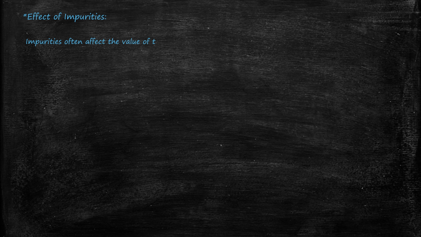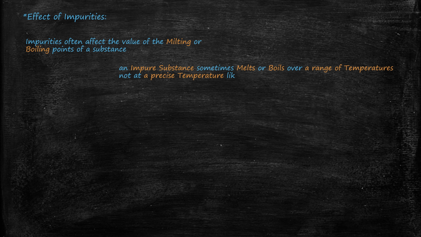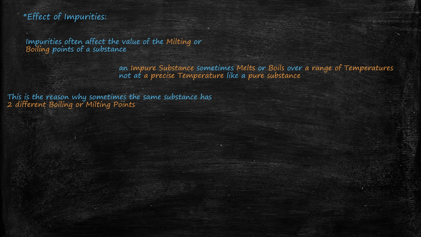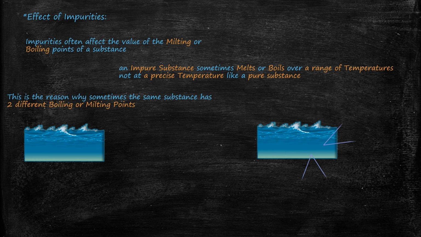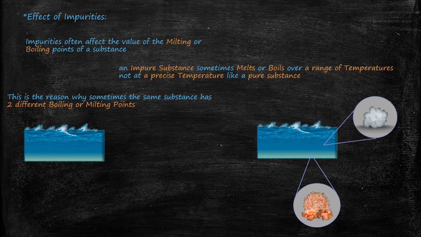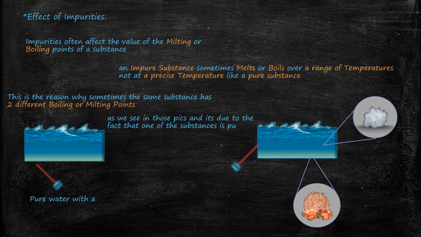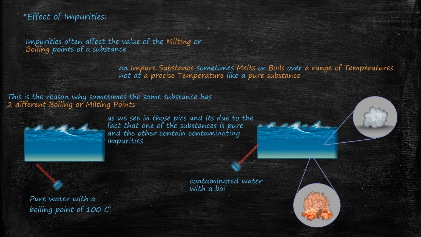Impurities often affect the value of the melting or boiling points of a substance, as we saw in the seawater experiment. An impure substance sometimes melts or boils over a range of temperature, not at a precise temperature like a pure substance. So that is the reason why sometimes the same substance has two different boiling or melting points. It's due to the fact that one substance is pure and the other contains contaminating impurities. So they have two different boiling or melting points even though they are the same substance.